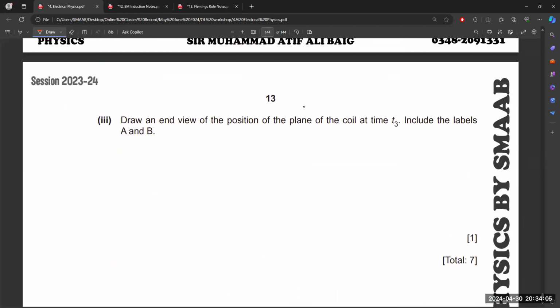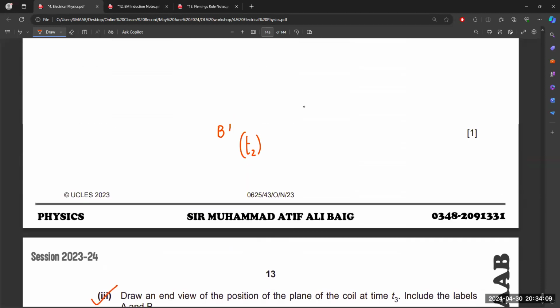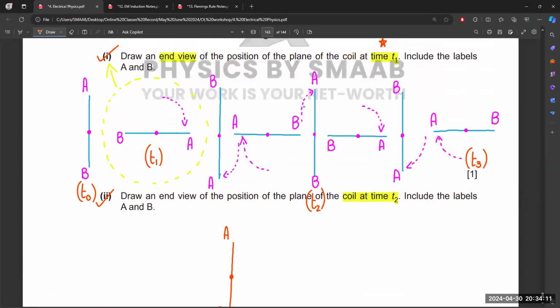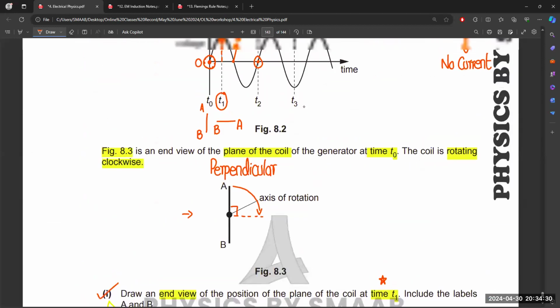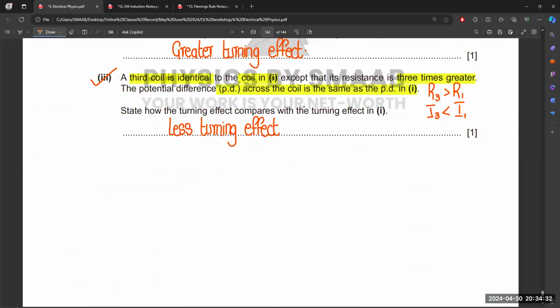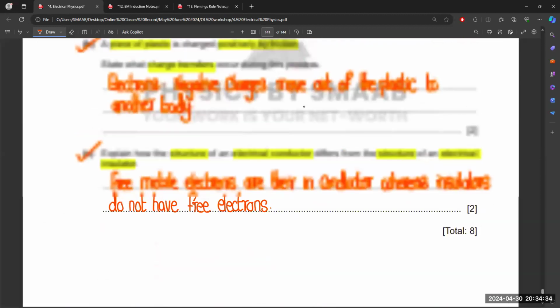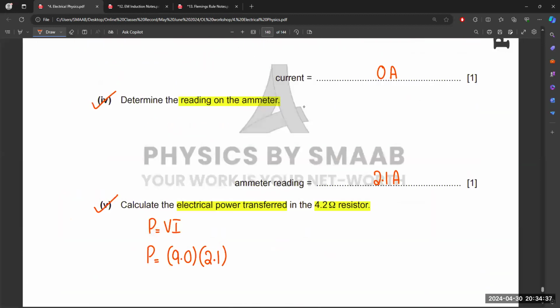And in the last part, again, they are asking about T3. So T3 is again the last position. This one, A on the left, B on the right. So this is the answer of the third part. So this is one question from AC. Let's find another one.